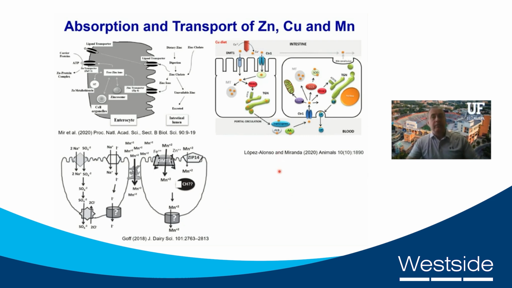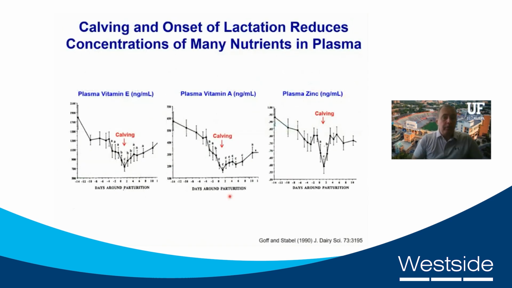So these are general mechanisms of copper, zinc, and manganese absorption, and you can clearly see that this mechanism requires transport proteins and chaperone proteins, because obviously in high concentrations those metals can be deleterious to the tissue and can be toxic. So to no surprise, many of these elements decrease in concentrations as calving approaches.